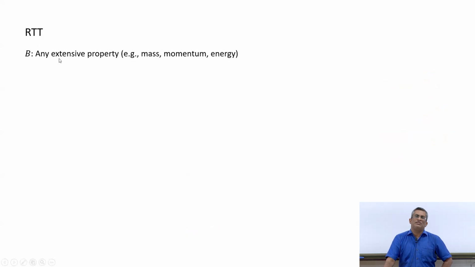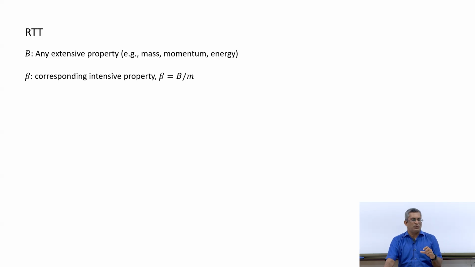We are not going to derive the transport theorem, but we will use the final result. Let's say B is any extensive property of the flow. It can be mass, momentum, energy. Any extensive property means one which depends on the mass. And let's say beta corresponds to the intensive property, that is, per unit mass. So momentum per unit mass, energy per unit mass.